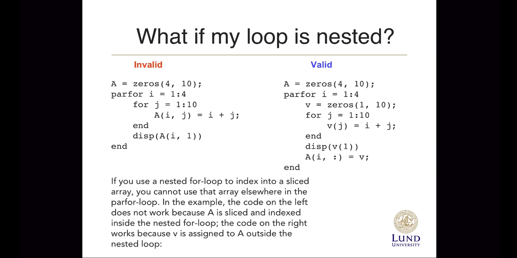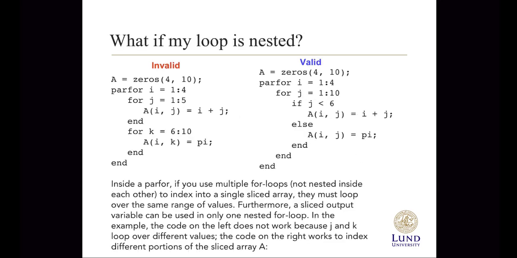On the left-hand side there, it doesn't work because A is sliced and the index is inside the nested for loop. On the code on the right there, the V is assigned outside of the nested loop, and then you actually can do it. So it's great. You win another prize. Right.